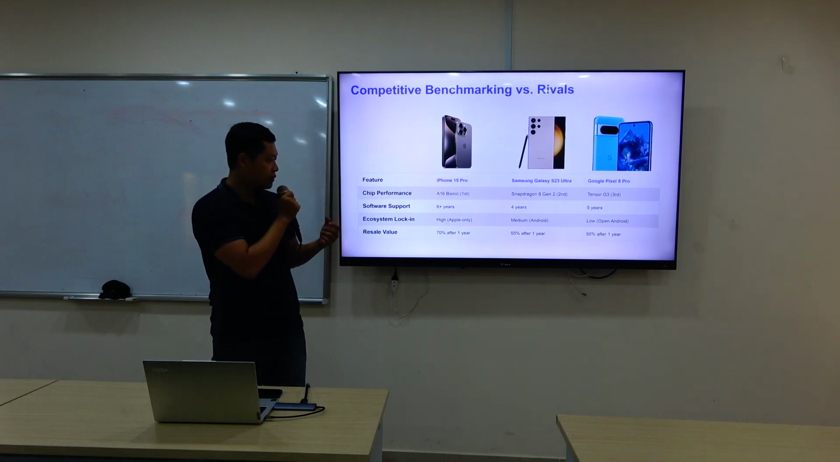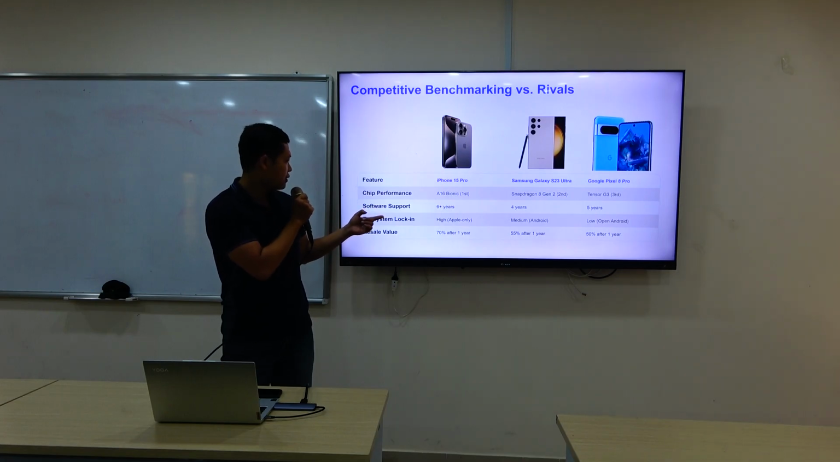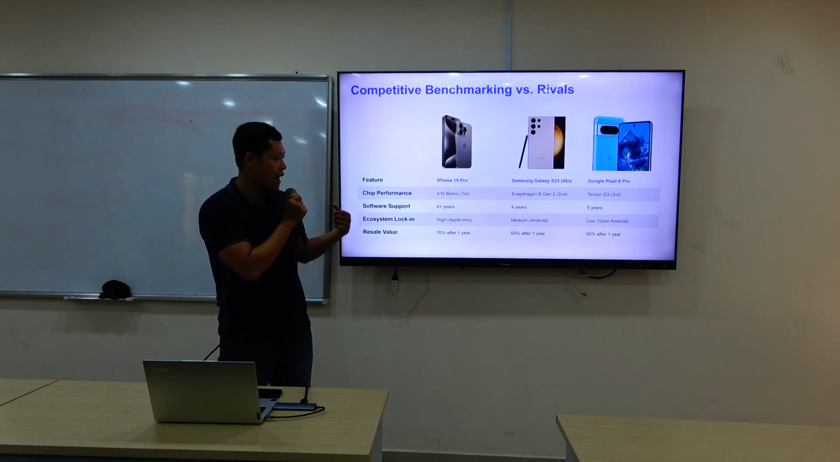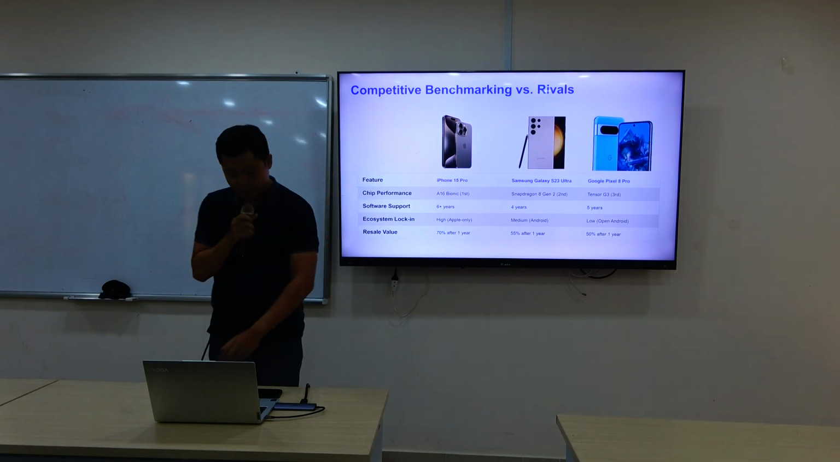Especially, we can focus on the last two lines about ecosystem locking. Apple has the advantage of a good ecosystem, while the others only use iOS or, for other phones, must depend on Android. And about resale value, the iPhone retains 70% of its value after one year, while other phones retain just 50 to 55% after one year.